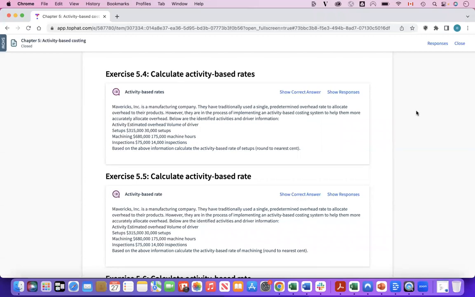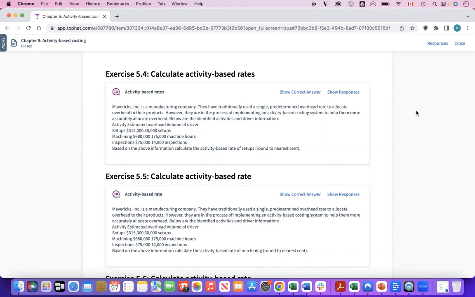We see for setups, they've allocated 315,000 of overhead to it, with the estimate of 30,000 setups being the driver. Machining, they've allocated 680,000 of overhead to that activity, with the estimation of 175,000 machine hours utilized. And then inspections, 75,000 of overhead has been allocated, with 14,000 inspections expected to be used.